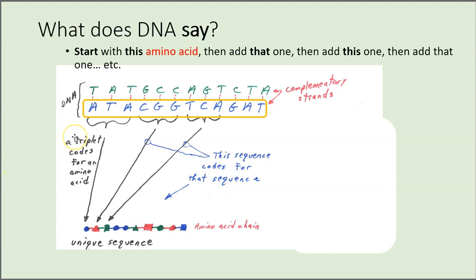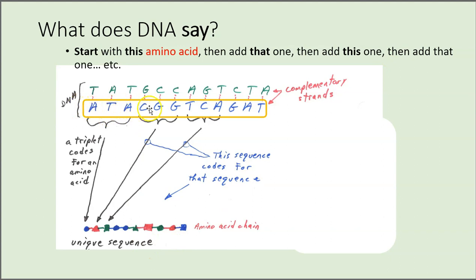And in fact, this is the current understanding. It's a 3-letter code: the first 3 letters of this DNA sequence specify the identity of the first amino acid in the protein. The next 3 letters specify the identity of the next amino acid, and so on. So in a sense, what does DNA say? It says, when the cell's ready to build a protein, start with this amino acid, then add that one, then add this one, then add this one, etc.